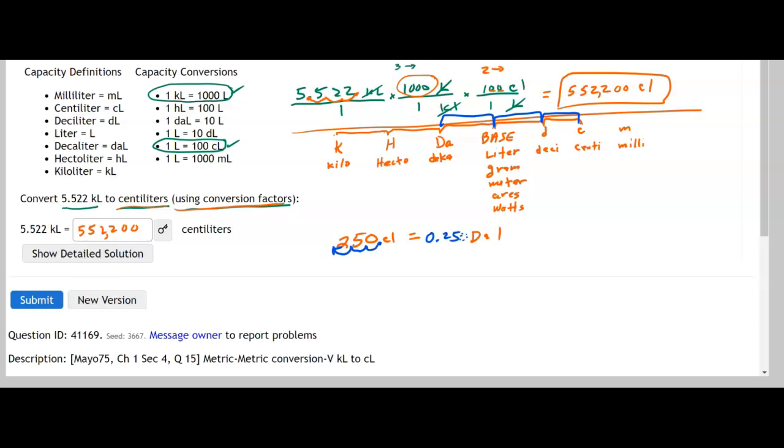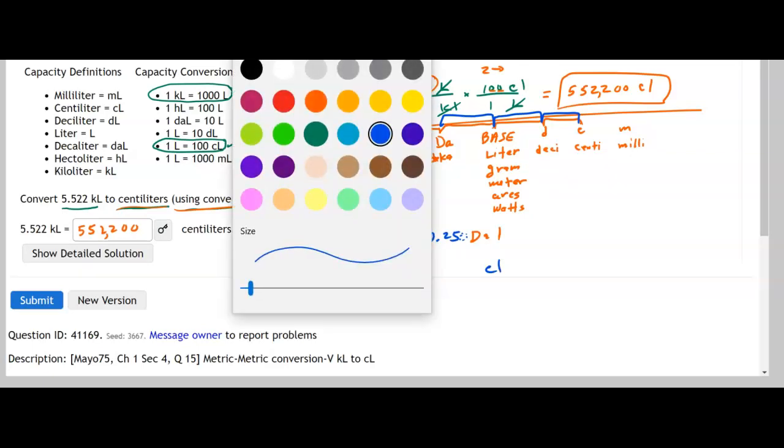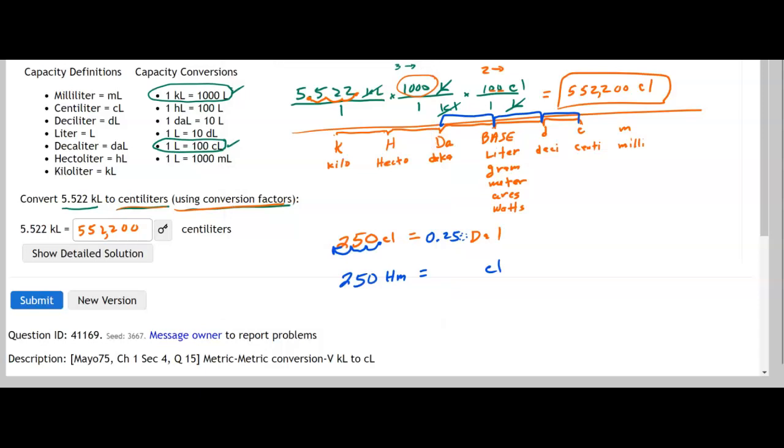Or we could take anything, it doesn't have to be liters. What if we had 250 hectometers? And we wanted to convert that to, let's say, centiliters. I'm using centiliters each time. Let's go back to centiliters, and let's change colors on that one too. So from hectometers, that should be centimeters. Meters is a length measurement, not liters, which is a quantity, a volume. So this is centimeters. So we'll go from hectometers to centimeters.